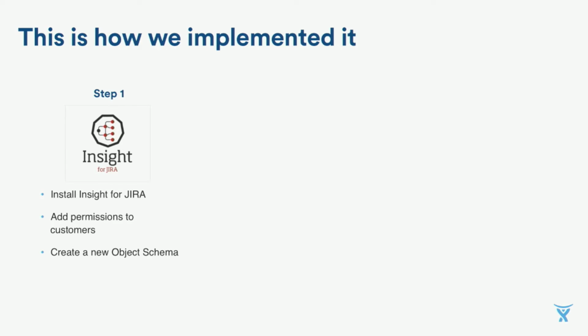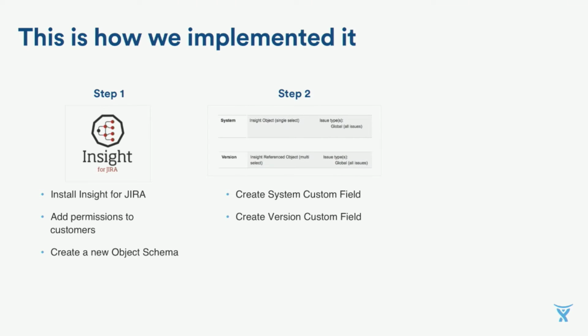So we're going to first create what we call an object schema, which is like a family of objects. And we're going to call that the categorization schema. Now we've got our schema, we're going to create a couple of fields. The first one we're going to call our system field. That's to track what system the incident is affecting. And secondly, we're going to create a version field so that we can track what version is affected.